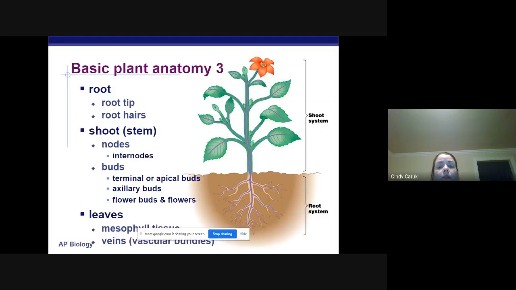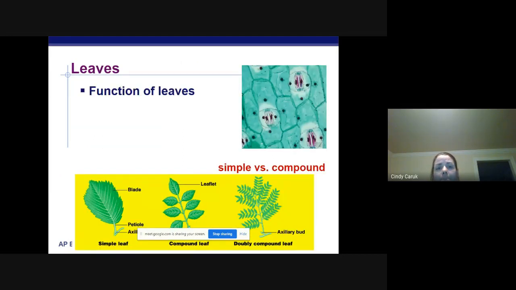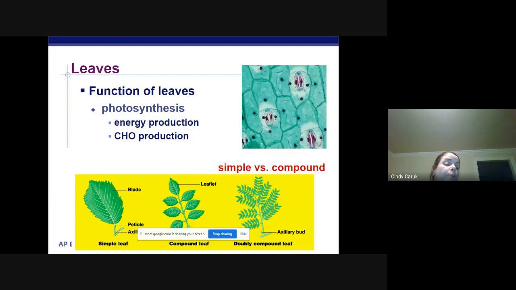All right, last part of our shoot system, the leaves. We'll look at the mesophyll tissue, the veins, and the vascular bundles. So leaves are for photosynthesis. They have chloroplast in them, and chloroplast has chlorophyll and some other accessory pigments, and that absorbs the light energy, and in the light reactions, it's going to turn that light energy into ATP and NADPH. And then that energy is used in the Calvin cycle to fix carbon dioxide as glyceraldehyde 3-phosphate.